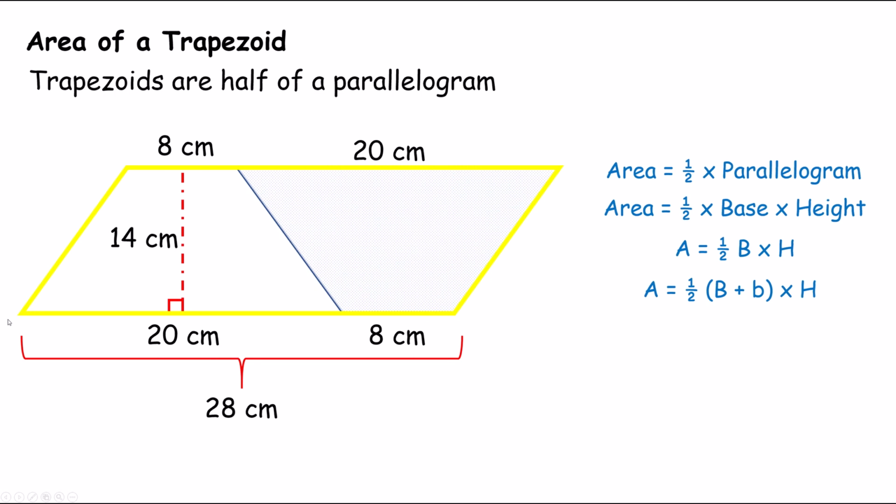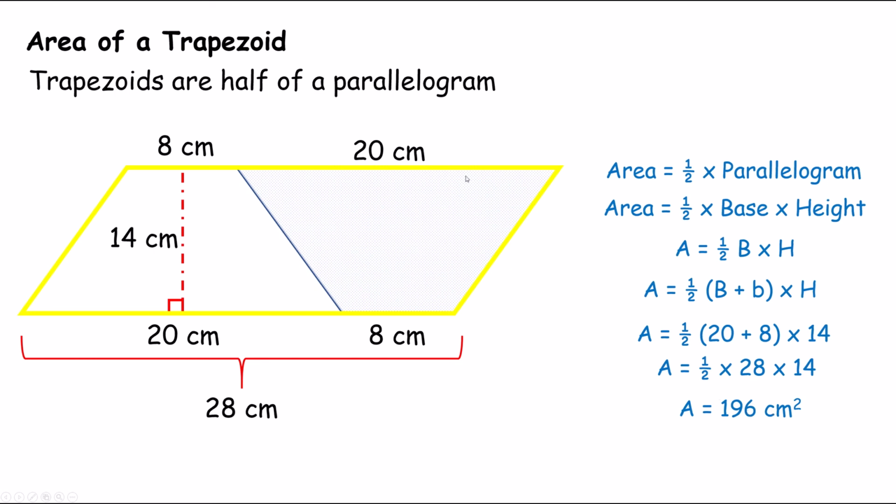In other words, I call this down here 20 the big base, and this 8 up here is the little base. And when you add those together, that gives you the base of your parallelogram. In the case of this particular parallelogram, I had a base that was 20 and a base that was 8 for a total of 28, which means I would need 1/2 times 28 times 14, or 196 centimeter squares.